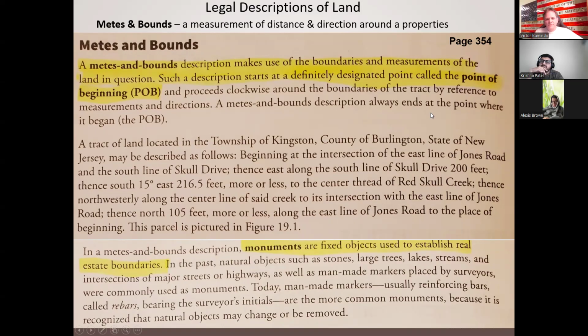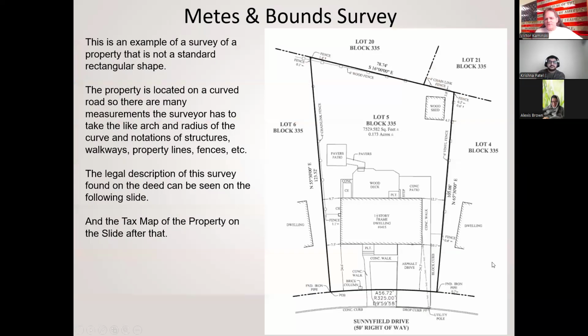All right. Okay. So here's an example of a survey of a property here, and you could see there's a lot of measurements. There's a lot going on here because this property is not a typical, perfect rectangle. You've got angles on each side. The front of the lot is on a curve. The back of the lot is at an angle.